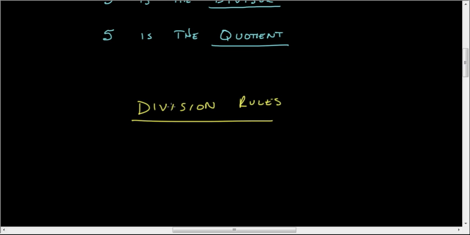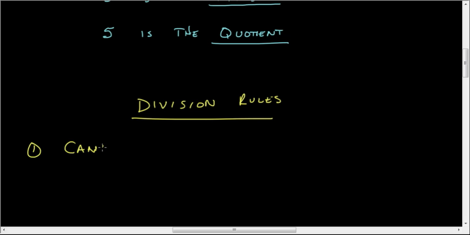Alright, so now, in multiplication, if you multiplied any number by 0, you got 0. However, in division, you can't divide by 0. Cannot. You know what? Let's start with an actual word here. Cannot divide by 0. Ever.